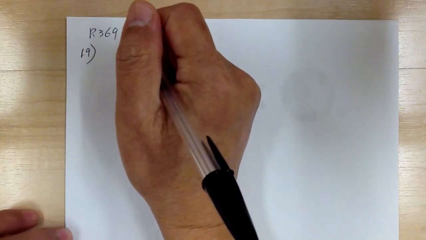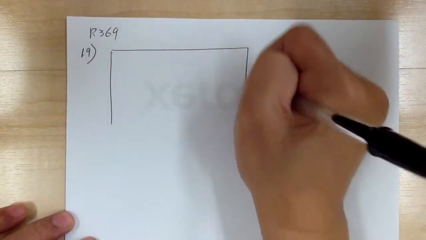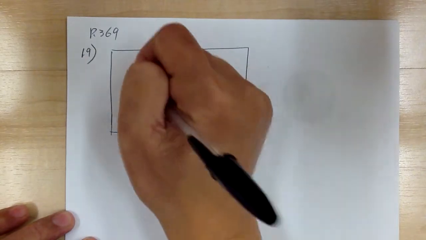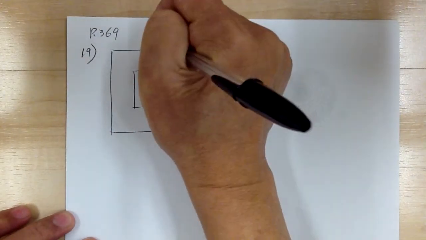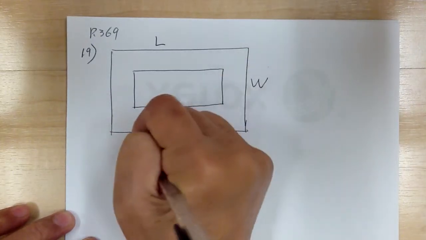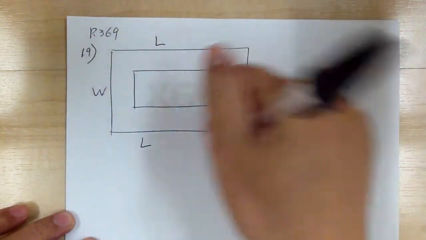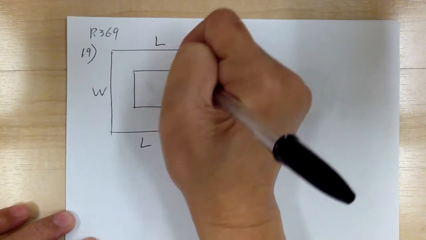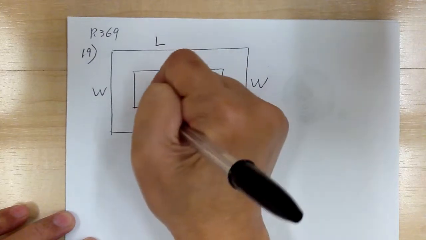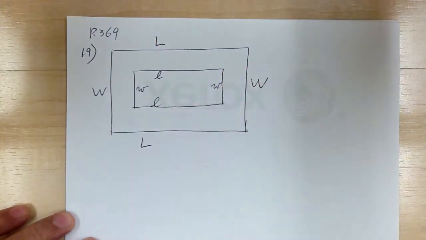Okay, number 19. Again, read the story first. Again, there's a mat surrounding the picture, right? So make your picture and label big L, big W, big L, big W, right? Again, it's a rectangle, so right away it should be length, width. Inside, you're going to get the small L and small W, okay?